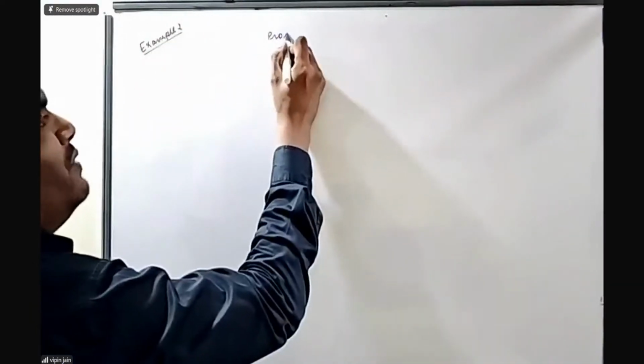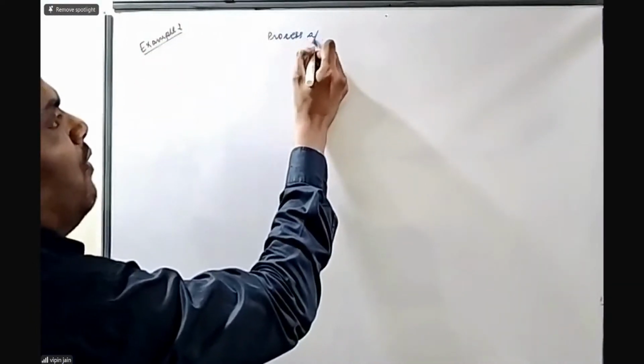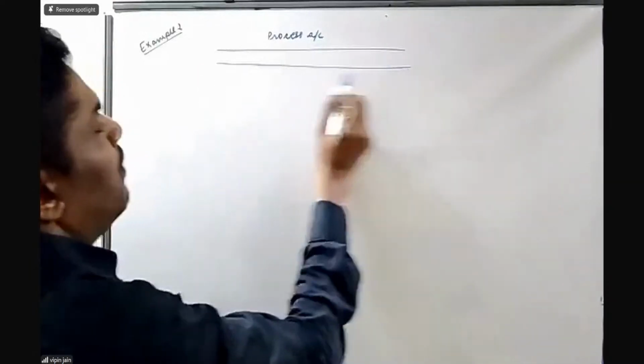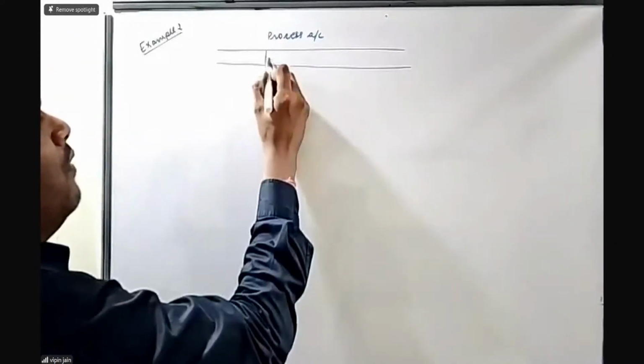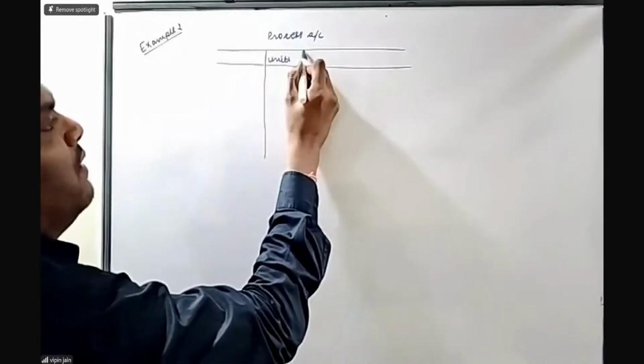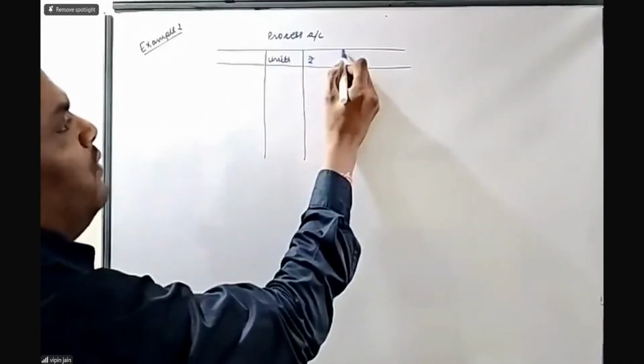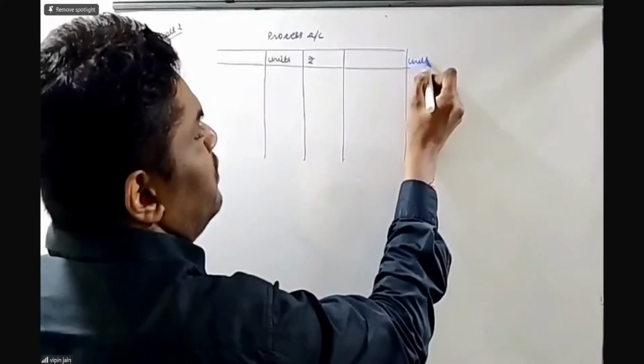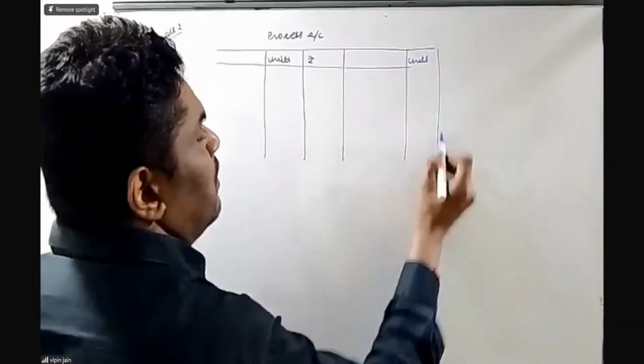So let's start with this example. So we are preparing process account. Number of units and amount. Number of units and amount.